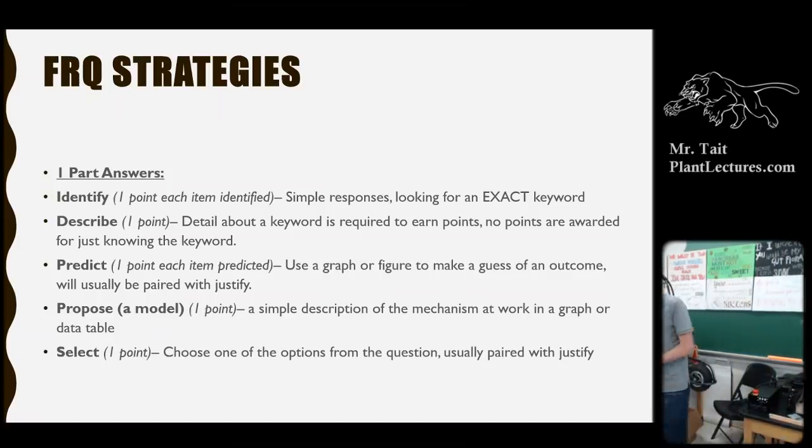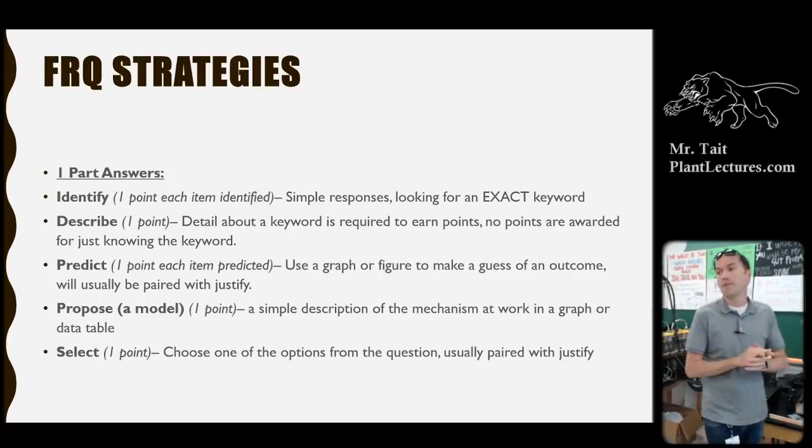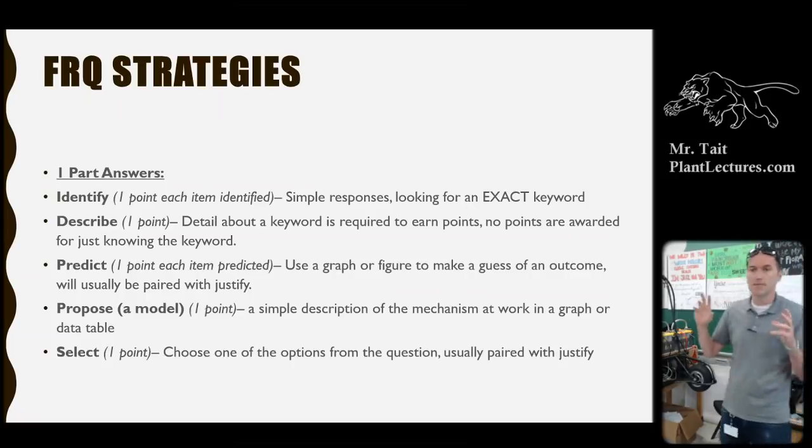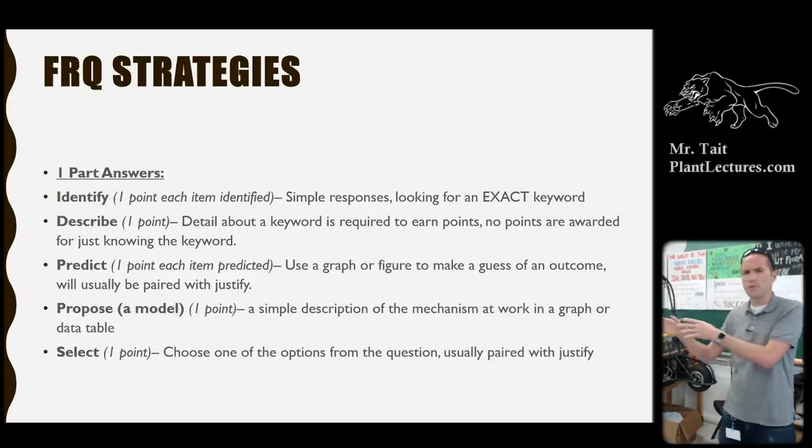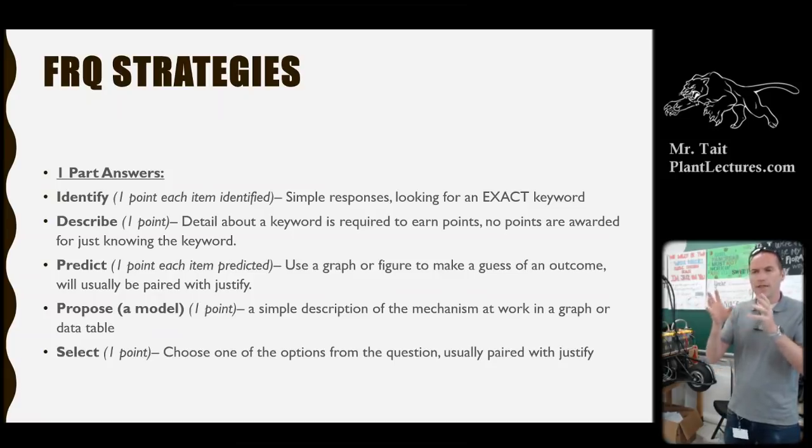Propose a model. So this would be giving some simple description for what's happening. So let's say it says something like 10 fruit flies are placed into a chamber with a ripe tomato on one side and an unripe tomato on the other side, right? And you find that the fruit flies fly towards the ripe tomato and not towards the unripe tomato. And so it says propose a model or propose a mechanism of this.